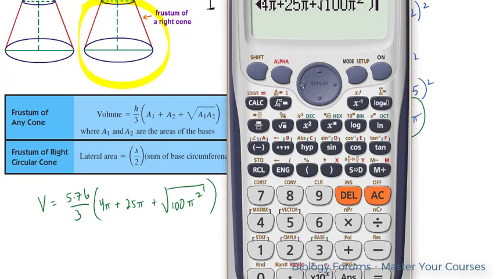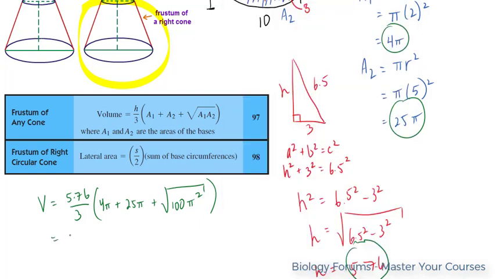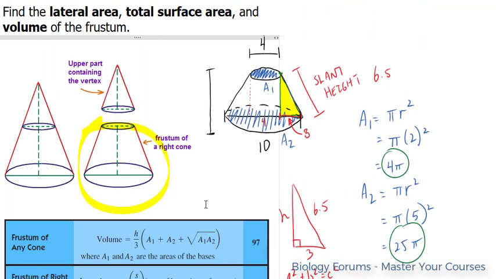That is really tiny. Let's see if we did this correctly. It should be more than that, as far as I'm concerned. So let's delete this. And then let's multiply that by 5.76 divided by 3. That looks a lot more likely. 235.24 units. We don't have any units here, but units cubed. So there you have it. That is how you find the volume of a frustum.